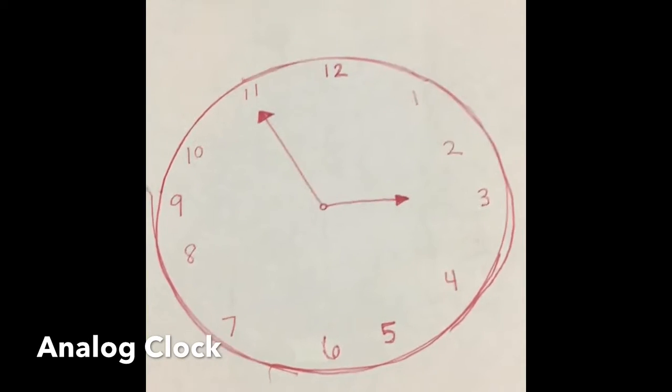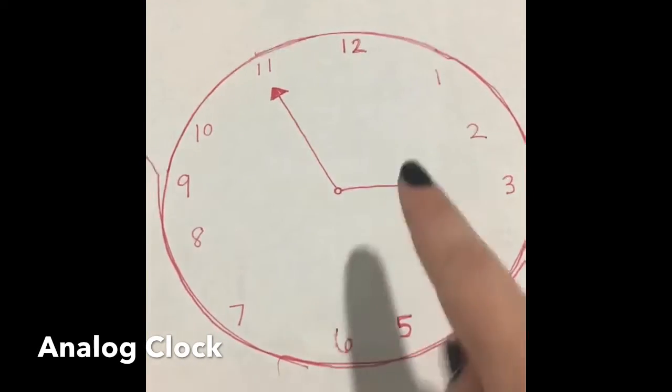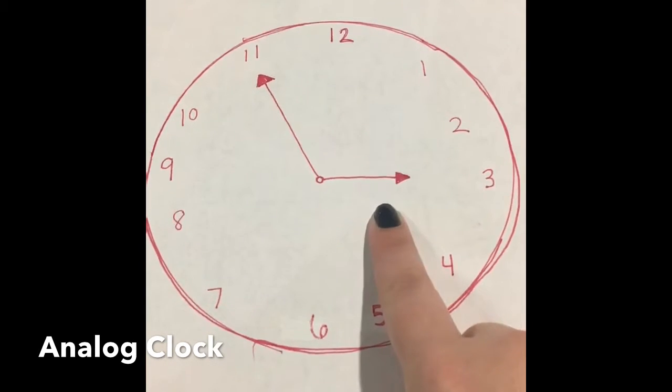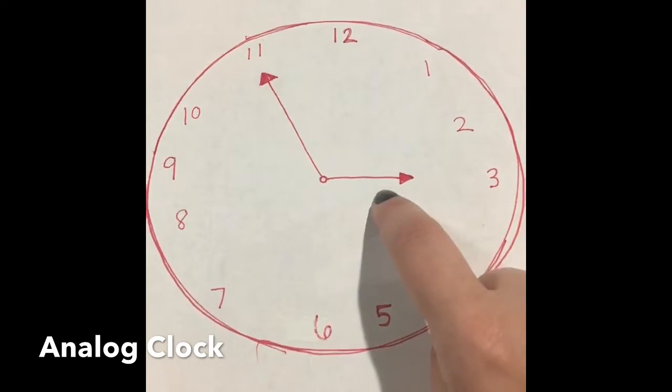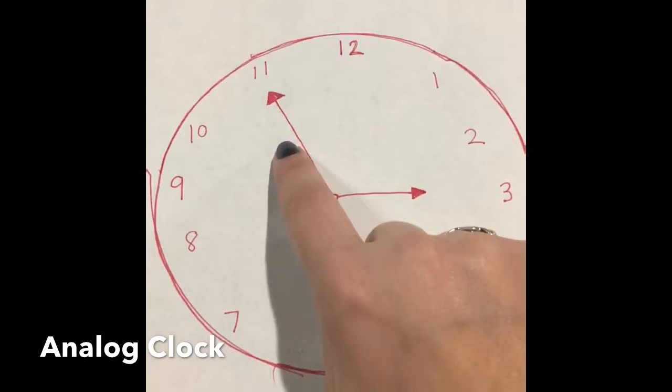So here we have what is called an analog clock. Everyone say it with me, analog clock. As you can see, the clock has two hands, a short hand and a long hand. The short hand tells us what hour it is. The long hand tells us how many minutes past the hour it is.